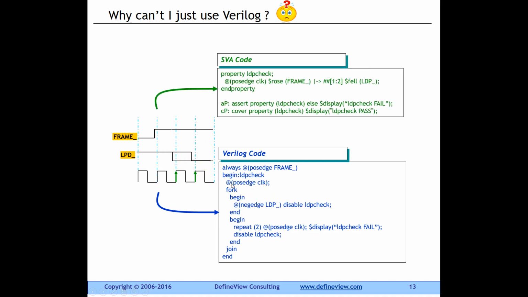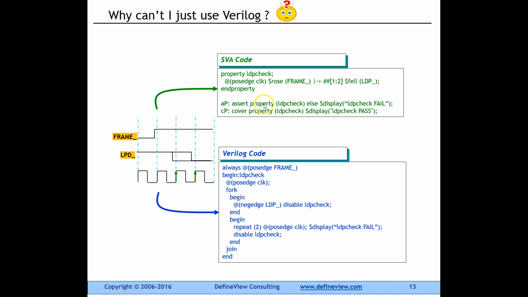Now let's look at how the SystemVerilog assertion code would look. And we'll go into plenty of details. So for now, just accept it the way it is. So what we do is, at posedge of clock, if $rose(frame), that means frame rises, goes from 0 to 1, then within the next 2 clocks, 1 or 2, LDP should fall. As you can see, this is very intuitive, very readable, and very easy to develop.